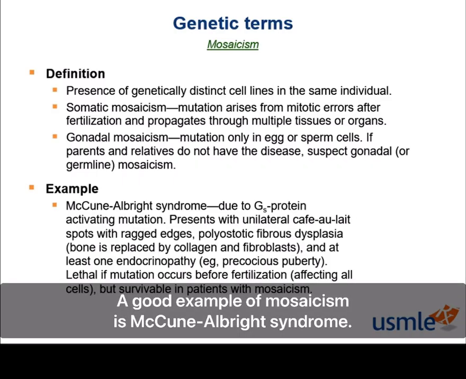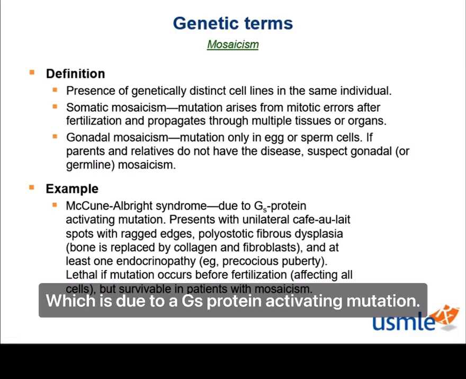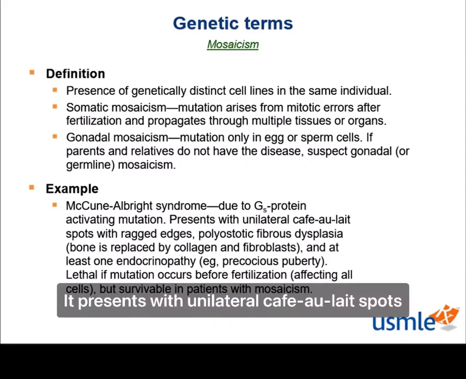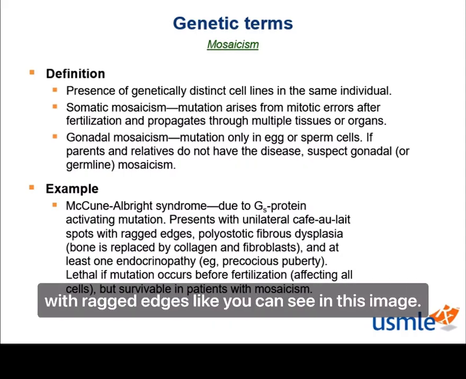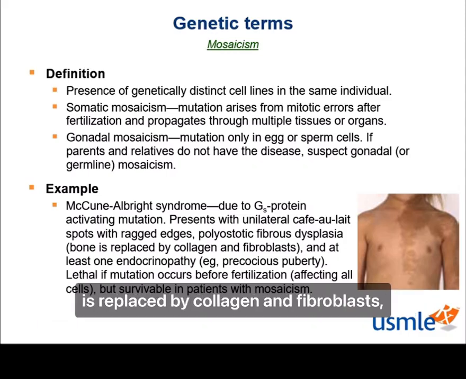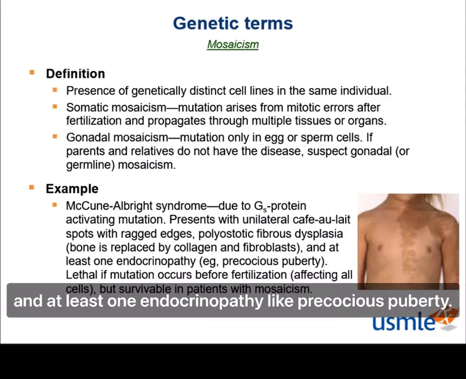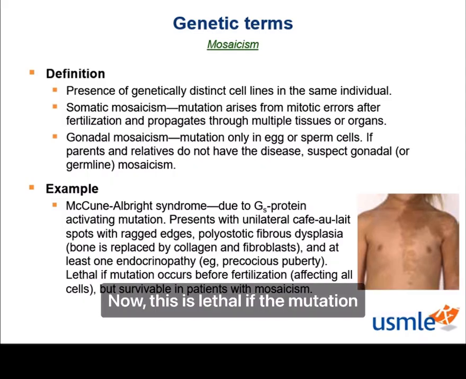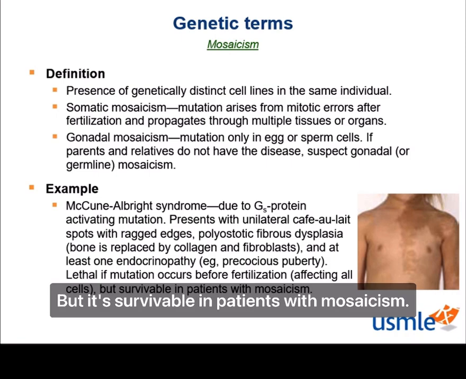A good example of mosaicism is McCune-Albright syndrome, which is due to a GS protein activating mutation. It presents with unilateral cafe au lait spots with ragged edges, like you can see in this image, polyostotic fibrous dysplasia, which is when bone is replaced by collagen and fibroblasts, and at least one endocrinopathy, like precocious puberty. Now, this is lethal if the mutation occurs before fertilization because it'll affect all cells, but it's survivable in patients with mosaicism.